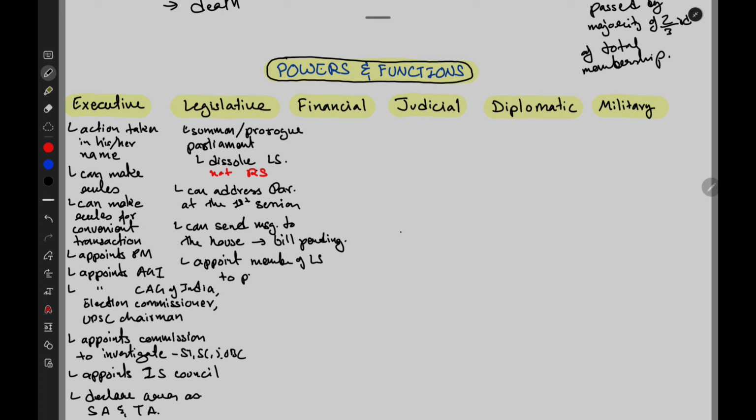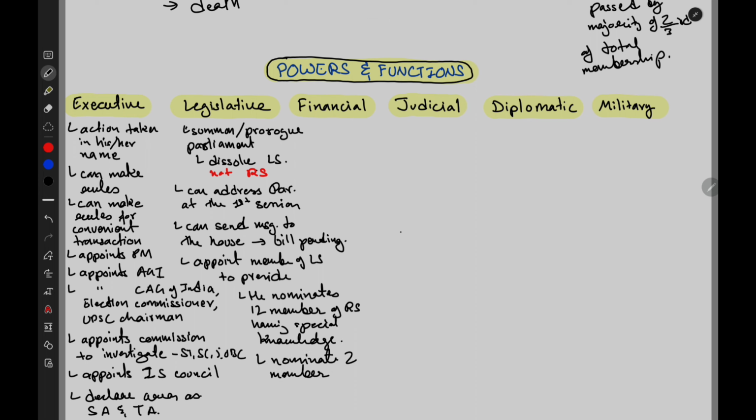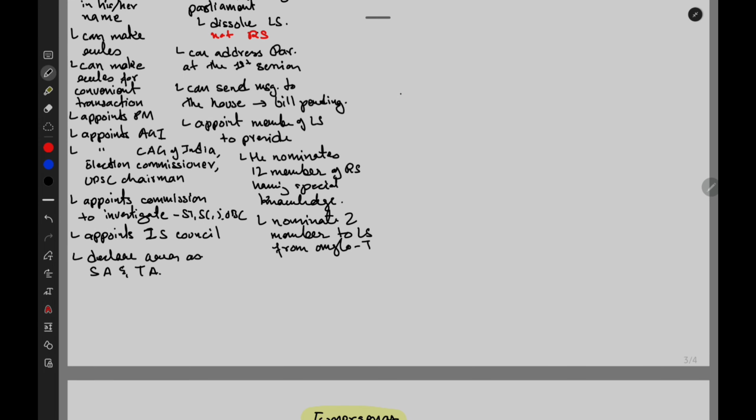He appoints a member of Lok Sabha to preside. He nominates 12 members to the Rajya Sabha, having special knowledge in their fields, and he nominates 2 other members to the Lok Sabha from the Anglo-Indian community. The president also decides on the question of disqualification of members of parliament, MPs, right?